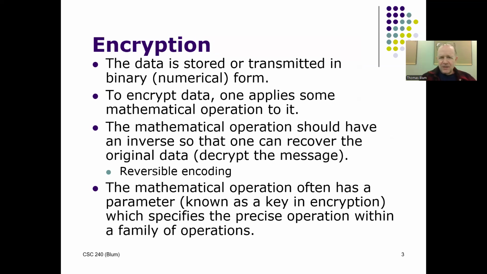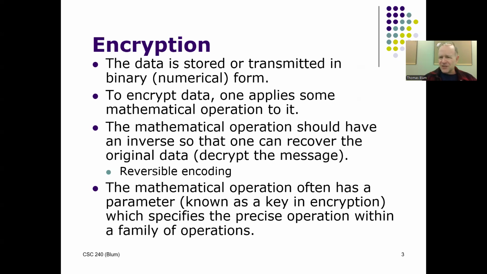Okay. So the data, even if it's text data, like people's names or something like that, really inside the computer, everything is binary, is ones and zeros, is effectively numerical. And that means that encryption is basically just a mathematical operation, some mathematical function. And so if I apply some mathematical function to the data, that gives me some new data. And then if the function happens to be invertible, that means I can get back to the original data. I can decrypt the message.